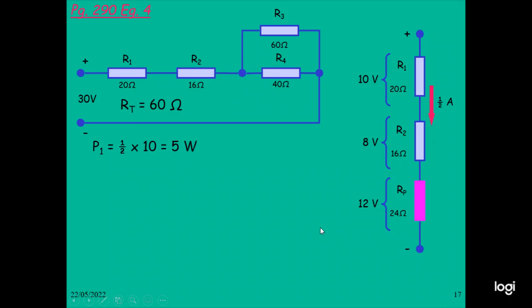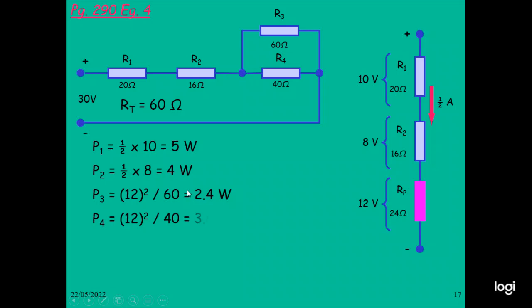And power too can also be calculated. In this case, the current is half an ampere. So power P1, the voltage is 10 volt and the current half, you got 5 watt. P2 is current half and resistance 16, you got 4 watt. P3, in this case, you use voltage squared divided by resistance. Voltage is 12 squared divided by the resistance, so this is 2.4 watt. P4 is 12 squared divided by 40, 3.6 watt.